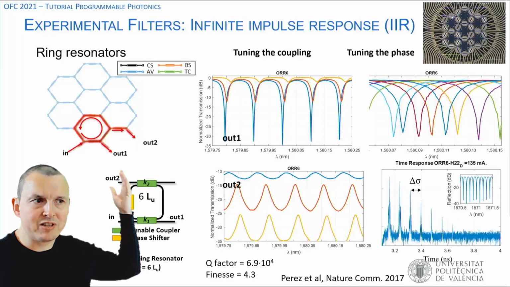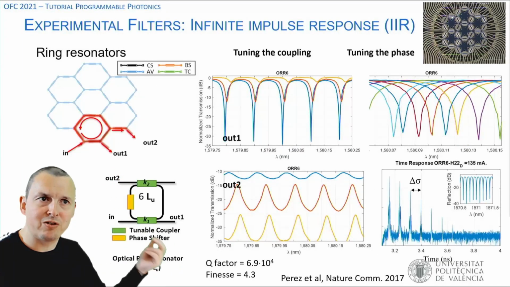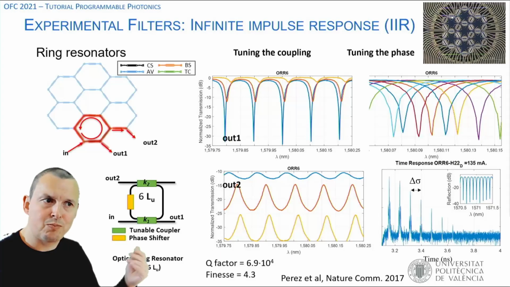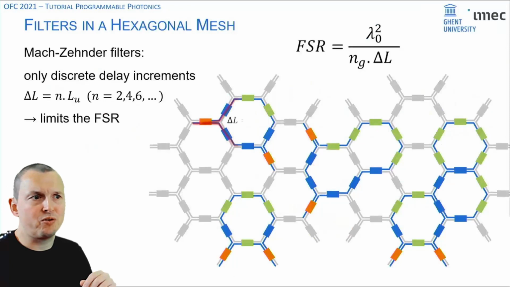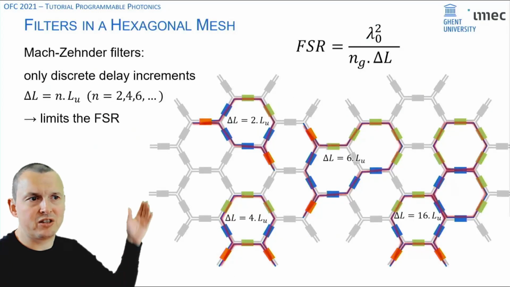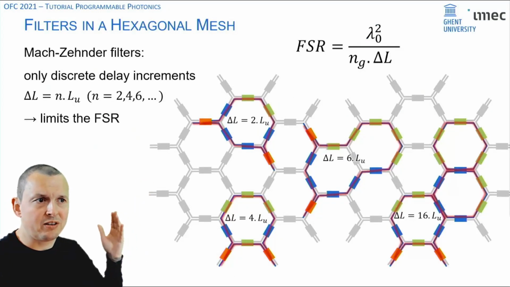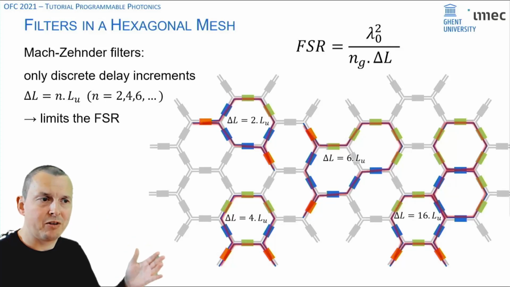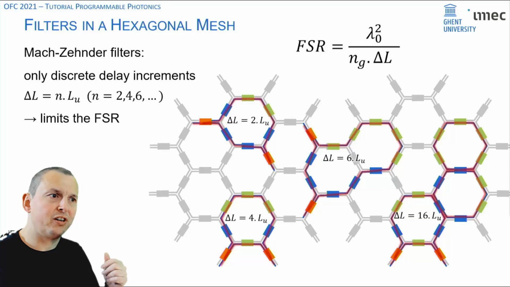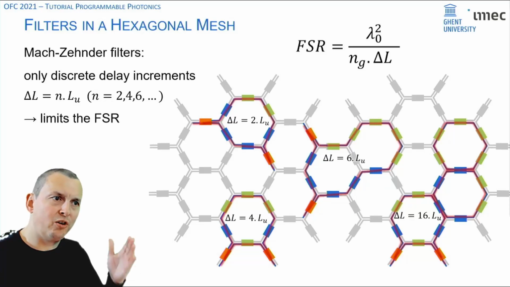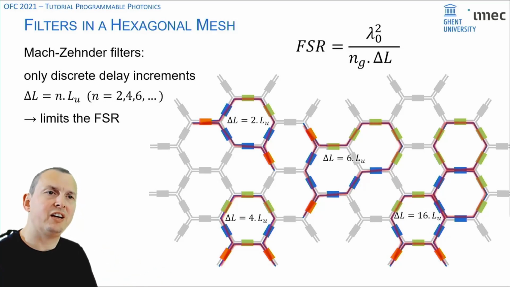You can define a ring resonator and tune its extinction ratio, its Q factor, and its resonance position. Now, there are limitations to these programmable filters. For instance, you're limited to the delays that you can implement, because every delay is essentially a multiple of these edges of your mesh. You can only implement certain discrete delays, which limits the kind of free spectral ranges that you can target in your circuit.